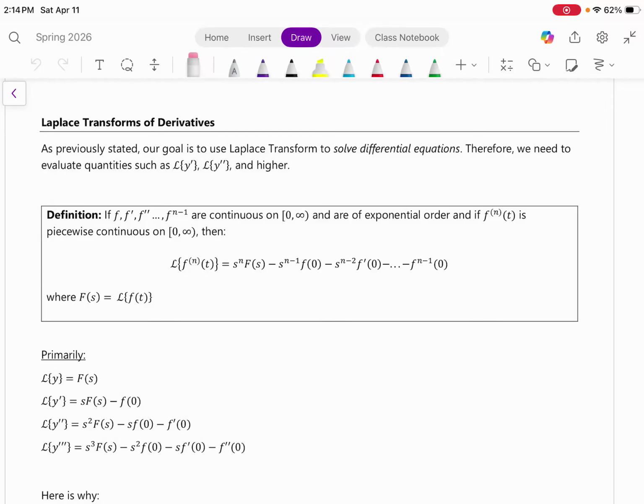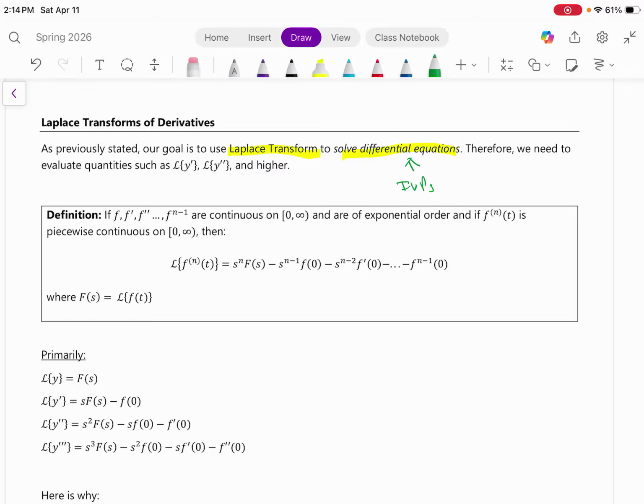Okay, so previously stated, our main goal and the main goal of this class is to solve differential equations. And the goal for this section and chapter is to use Laplace transform to solve these differential equations. And in this case, the differential equations are initial value problems.